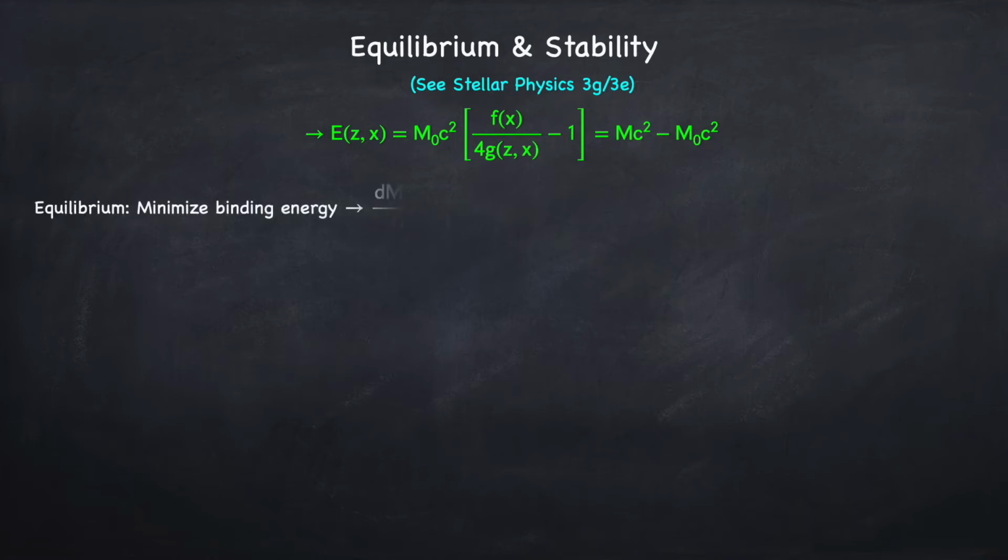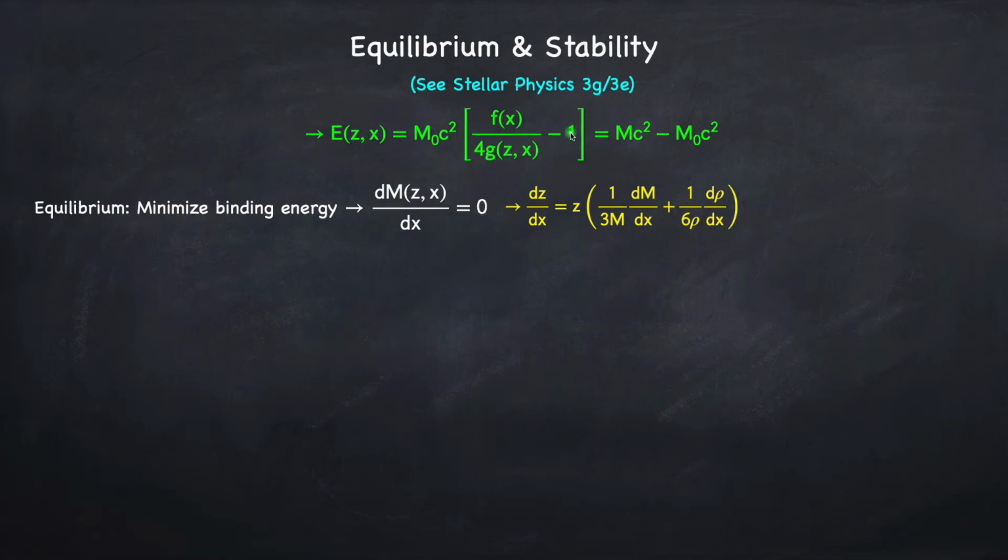Equilibrium is found by minimizing the binding energy, which amounts to minimizing the mass, because this second term is just the rest mass and that's a constant. So we can minimize m, keeping in mind that m depends on z and x, and we have this expression for the derivative of z with respect to x. Instability sets in when the second derivative evaluated at equilibrium is equal to 0.